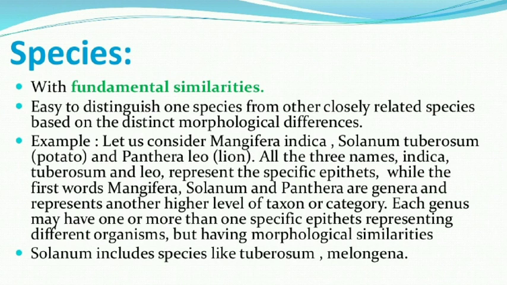For example, take Mangifera indica, Solanum tuberosum, Panthera leo. All are names where indica, tuberosum, leo represent specific epithets, while Mangifera, Solanum, Panthera indicate the genus. Okay, so remember, one genus may have many species. For example, look at the last line. Solanum includes species like tuberosum, melongena, etc. So Solanum is a genus, but under this genus there may be many species, meaning many more plants having similar characters.